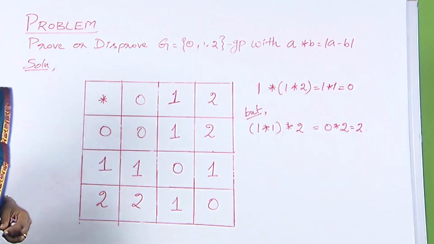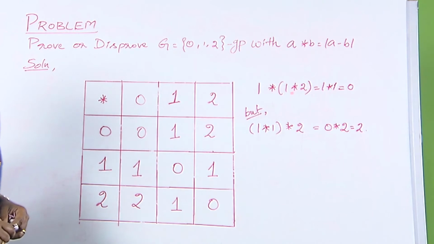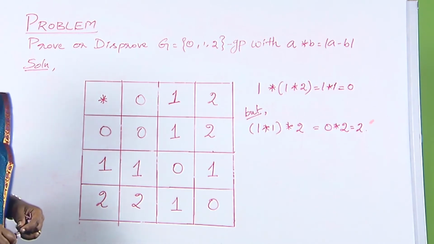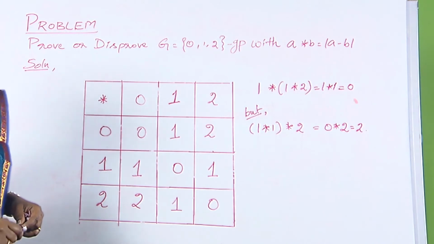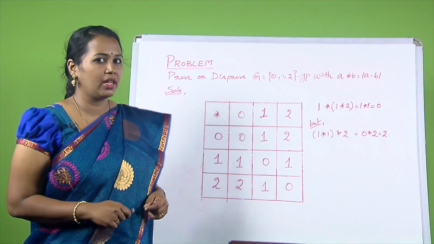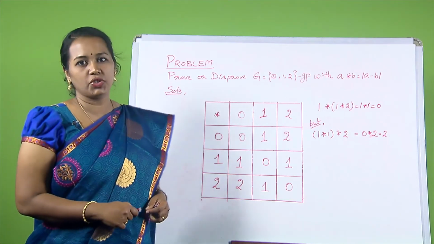So let's check for that, because (1 star 2) star 1 is equal to 1 star 1. So 1 star 2 means 1 minus 2, which is minus 1, but when applying modulus it becomes 1. Therefore 1 star 1 means 1 minus 1, so 0 we get here. But when you are moving the brackets, 1 star (1 star 2), this becomes 1 star 1... so 0 star 2, so modulus of 0 minus 2 is 2. Both the values are completely different, and therefore we have shown that the associative property does not hold, and hence G comma star is not a group.